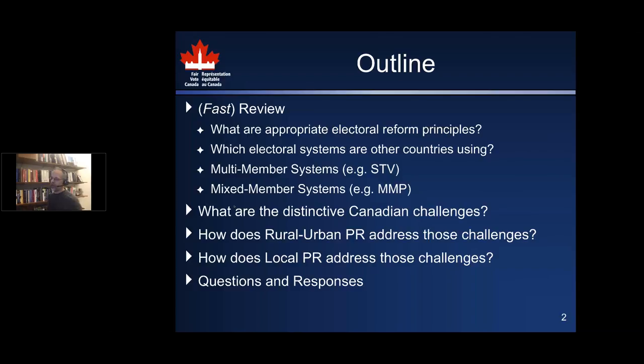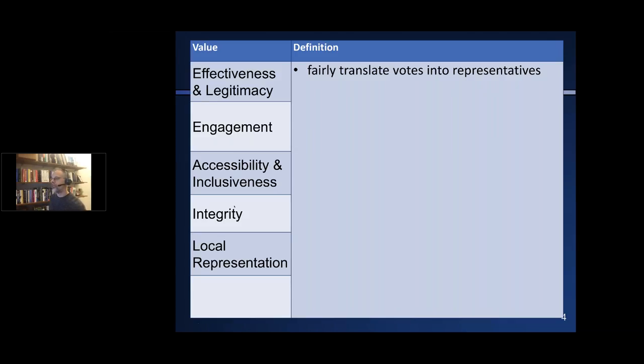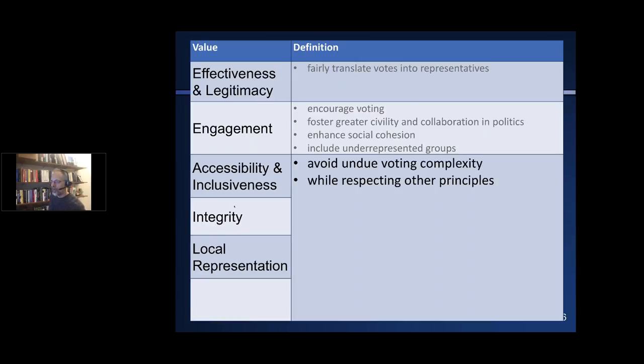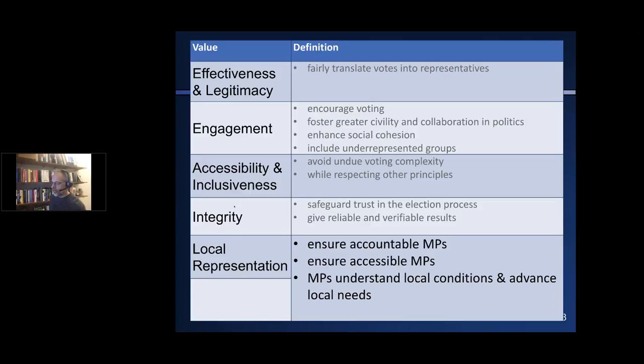So once again, this is the mandate that the Electoral Reform Committee was given by the Liberal government when they started their hearings. It's a big wall of text. It boils down this way: effectiveness and legitimacy is all about fairness. Engagement is about people being engaged with the political process if they want to, and hopefully transforming the political process so that they want to be engaged. Accessibility and inclusiveness is that we shouldn't put up any unnecessary barriers to people engaging. Integrity really isn't an issue with any of these systems that we're looking at. And local representation has been a consistent value in Canada that needs to be represented in the electoral system.